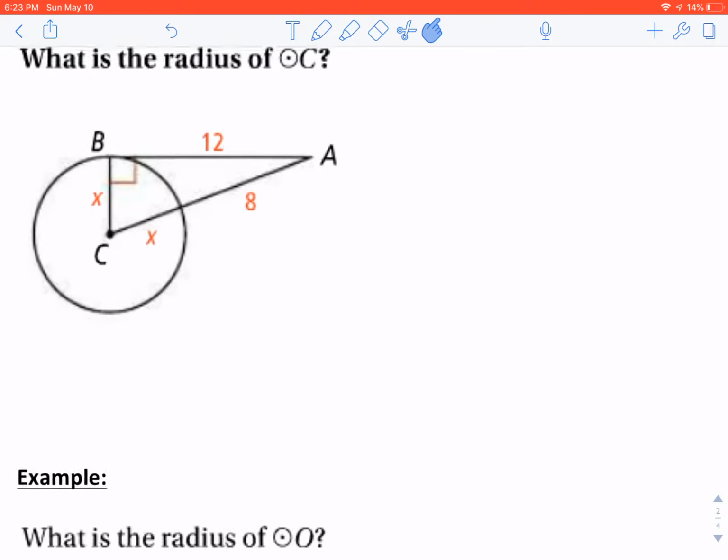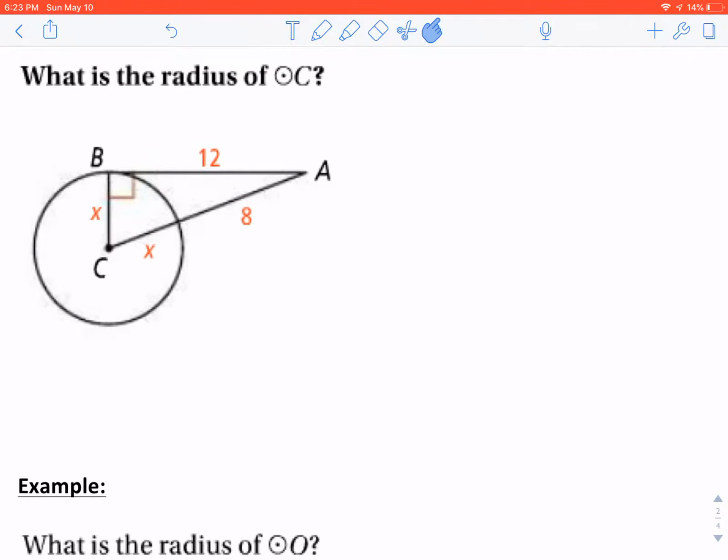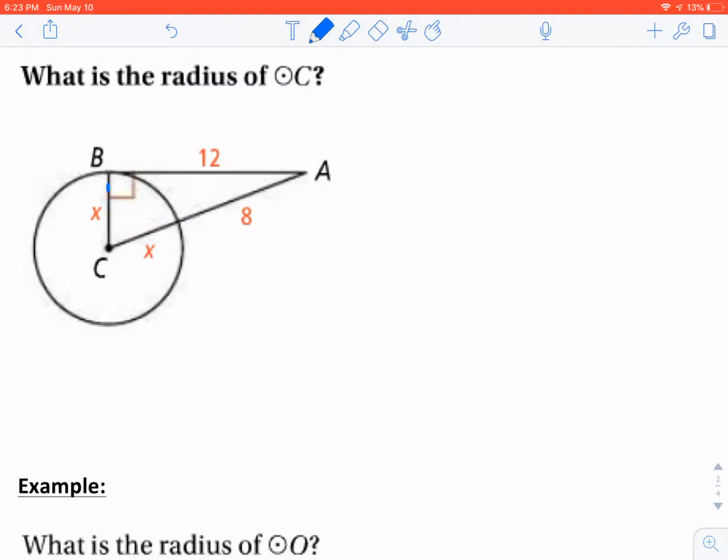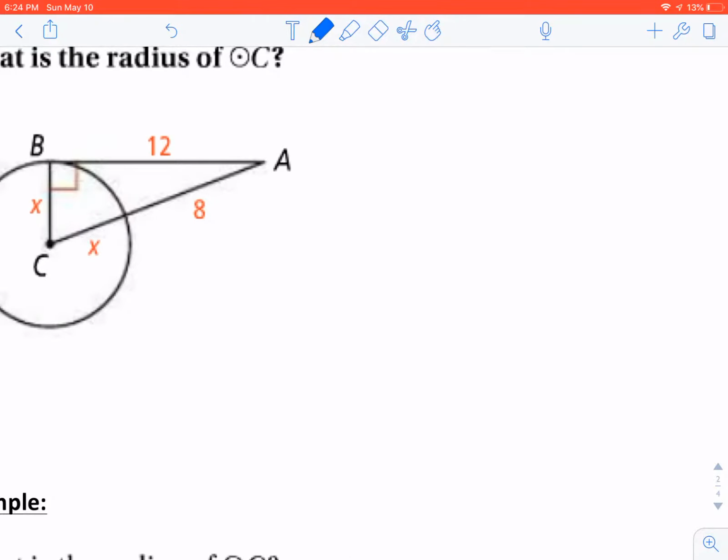All right, so they're asking you what is the radius of circle C. This is the hardest example that you're going to see all day. So let's go ahead and take a look at this. We want to find the radius of the shape. Now we know that AB is tangent to circle C because the right angle is created there, but they're asking me to find the value of x. Well, it's a right triangle, so I can use Pythagorean's theorem.